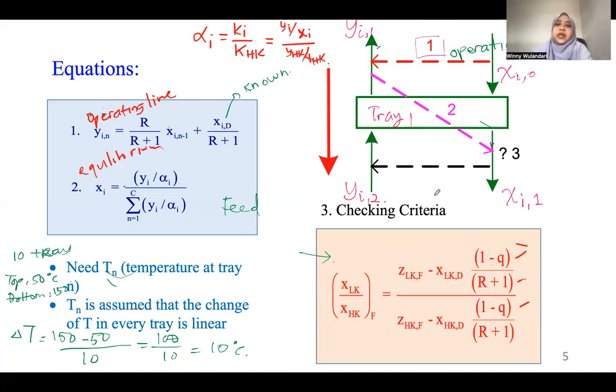If your tray satisfies this calculation, that means your enriching is stopped. So you have to stop there. Let's say after you do some iterations, until 7 iterations, in different stages, you got the x_LK over x_HK in the feed is the same or less than the criteria, then that means that's going to be your feed tray.